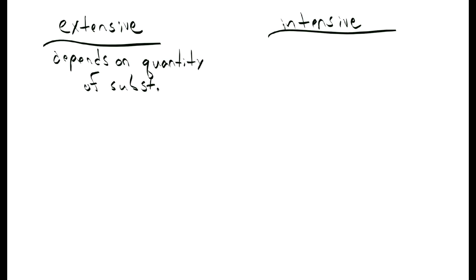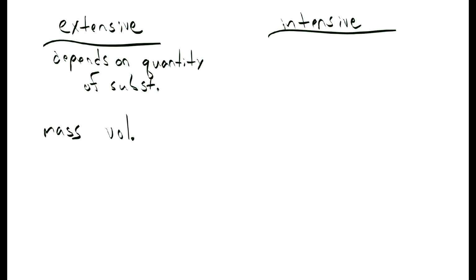Okay. So the more of something you have, the less of something you have, that's going to change the property in question. Okay. So for example, mass is an extensive property. If you have more of something, you're going to have more mass. Similarly, volume is also going to be an extensive property.